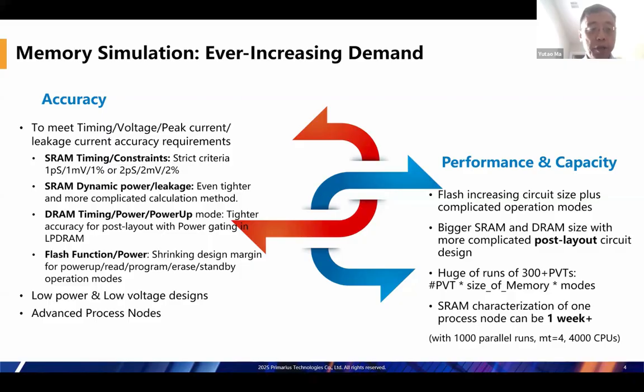No matter whether it's SRAM or DRAM or flash memory, they require both high capacity and very high accuracy. Sometimes there could be hundreds of PVT corners as well, and the designer needs to do verification. All those are very big challenges for EDA tools and solutions.